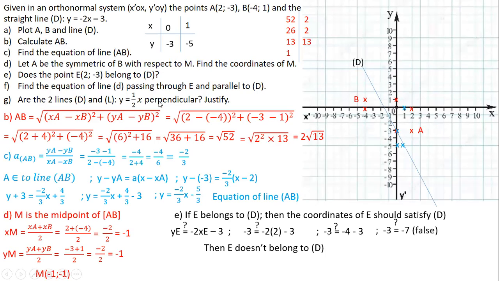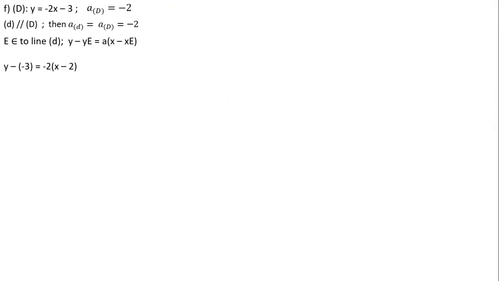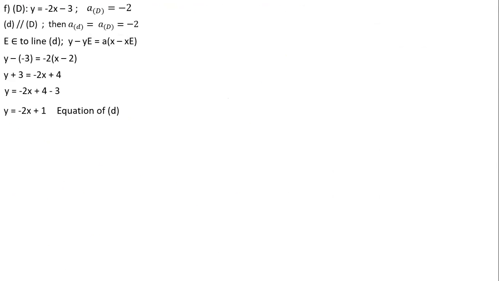I ask myself, when are two straight lines perpendicular, Colin? When the slopes are multiplied, they give -1 as a result. So what is the slope of line capital D? It's -2. This is line L. What is the slope of line L? It's 1 over 2. So the slope of line L is 1 over 2.